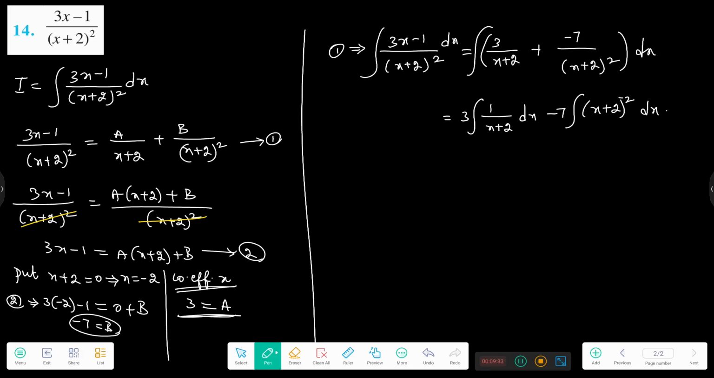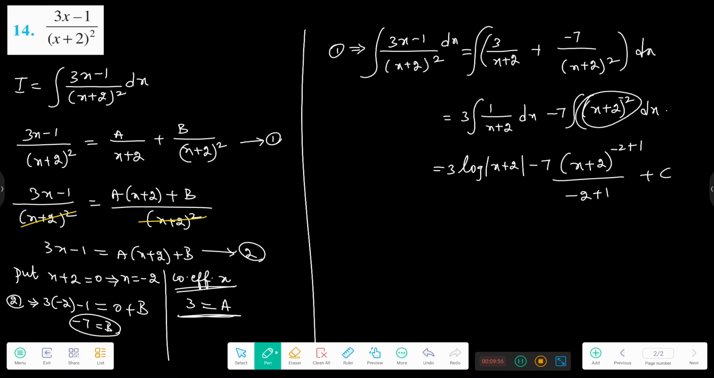Okay. Now the first one is the log of the denominator, because when you differentiate the denominator I am getting the numerator, and this one is the integral x power n formula. Okay, integral x power n, so (x plus 2) whole power minus 2 plus 1 divided by minus 2 plus 1, plus c. Children, see, directly I'm using integral x power n.